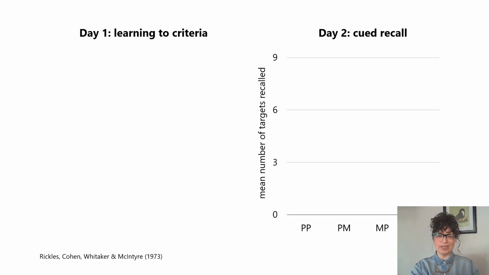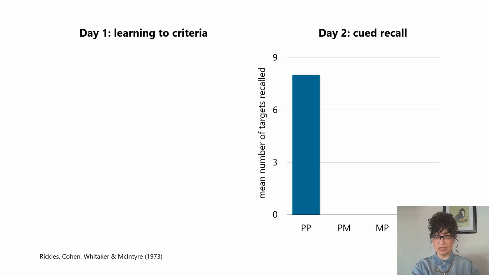What happened on day 1? And what happened on day 2? We're actually going to start with day 2 because day 2 really speaks to the encoding specificity. And so here, when participants were on placebo on day 1 and they had placebo on day 2, so matching conditions, they actually did pretty good. They could recall on average about 7.5 items.